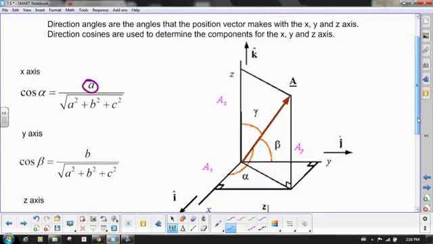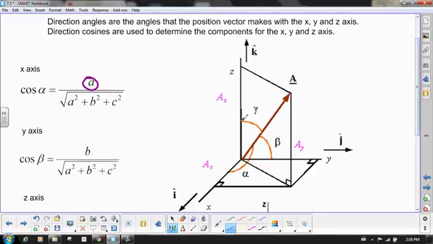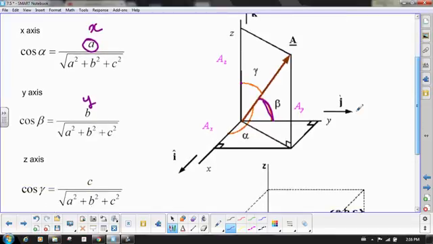If you're finding the y-axis angle that it's making, so this angle right here, this beta value, you calculate it with the y component on top. So this is like the x component, this is the y component, and the magnitude isn't going to change because the magnitude of vector A is not going to change. And then finally the third one, component C. That's the gamma symbol they have up here. That's the angle this vector is making with the z-axis.